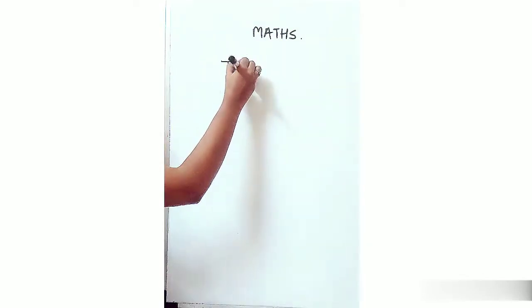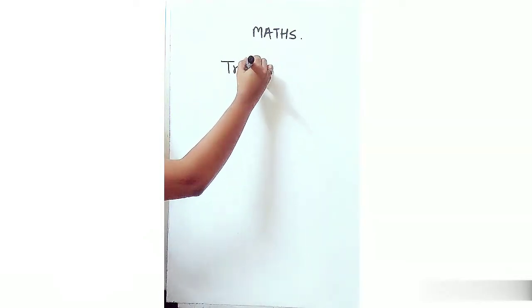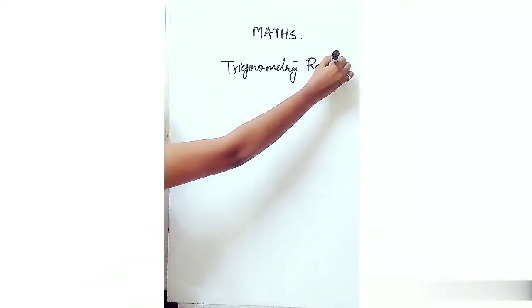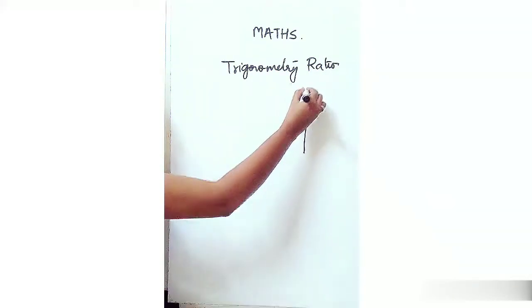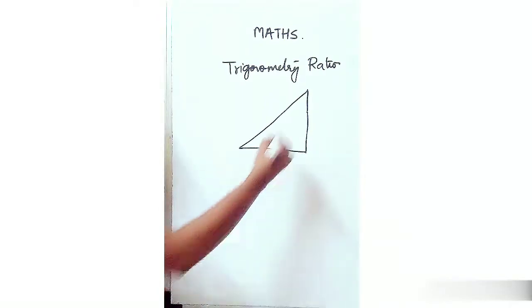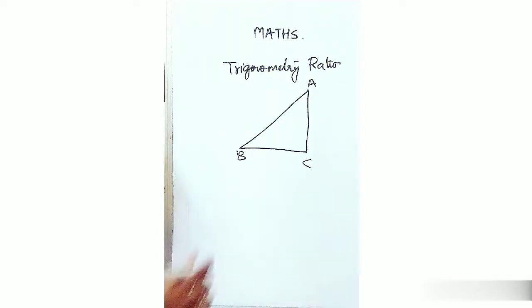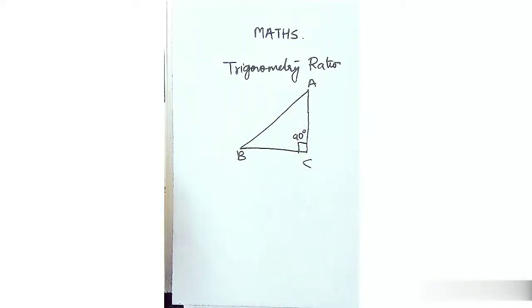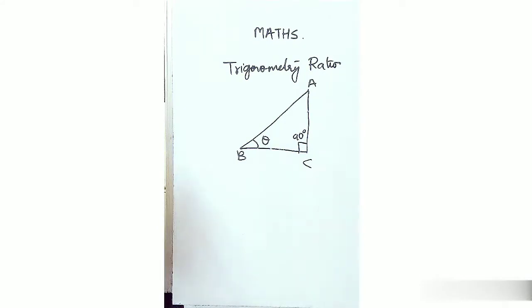Now, trigonometry ratio. How will we do it? Everyone knows a right angle triangle. What is a right angle triangle, students? I'll draw it. This is your right angle triangle ABC. Now this is 90 degrees. Everyone knows this AB is the hypotenuse. Now we consider this angle as theta. So now what are the trigonometric ratios? We'll see one by one.